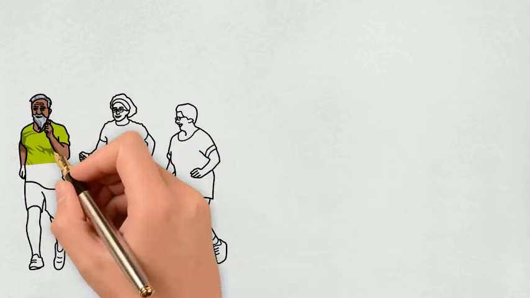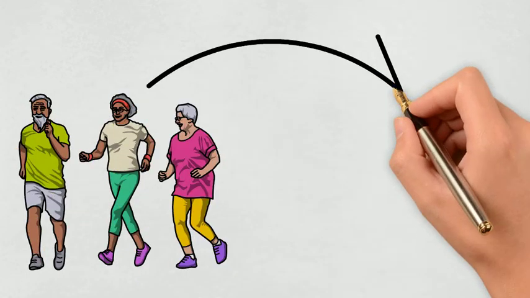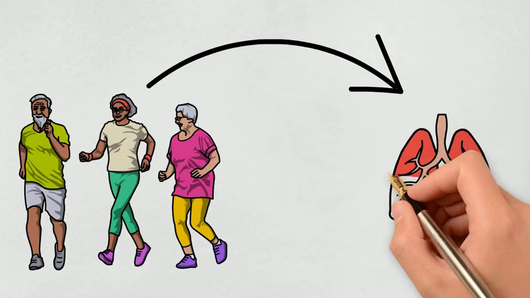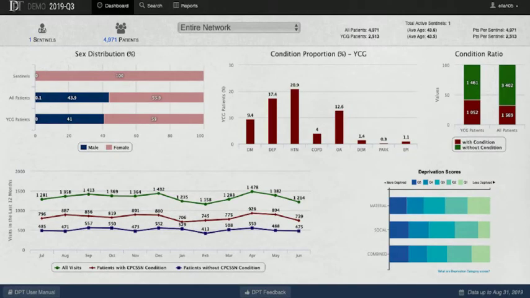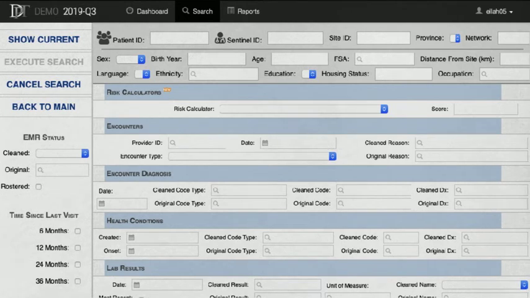For example, you may wish to identify patients 65 years or older who have been identified as having chronic obstructive pulmonary disease. We will begin here on the DPT dashboard page. To begin the process of performing a custom search, first press the search button in the top menu bar. We have now been directed to the search form.